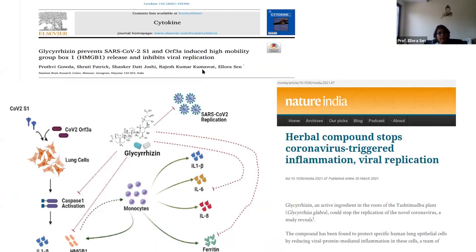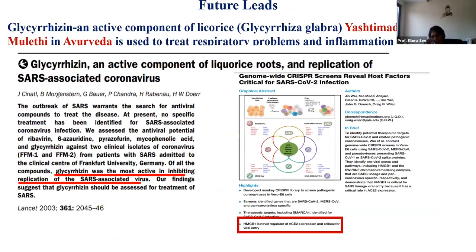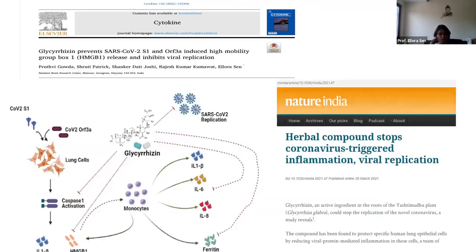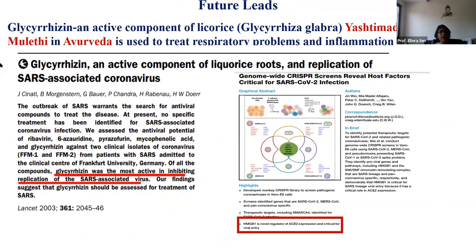So this finding was reported by Nature India, and it was at this point, when we were communicating with Nature India, that it dawned on us that glycyrrhizin is an active component of licorice root, or yashtimadhu or mulethi, which is widely used in Ayurveda to treat respiratory problems and inflammation. So I want to highlight two important aspects here.